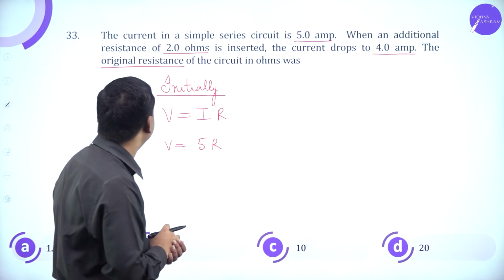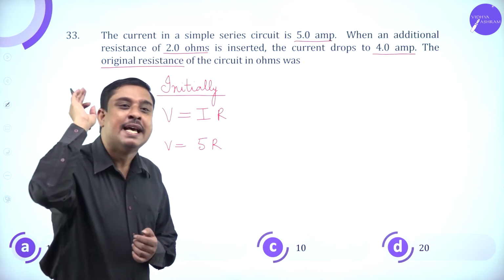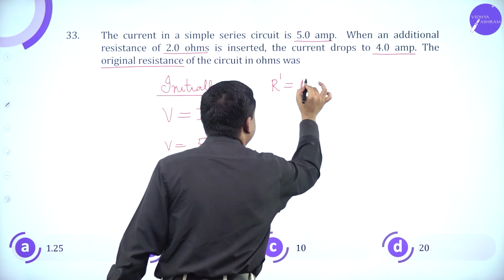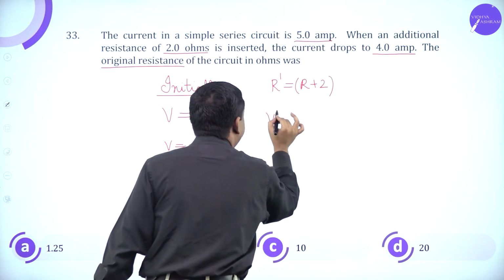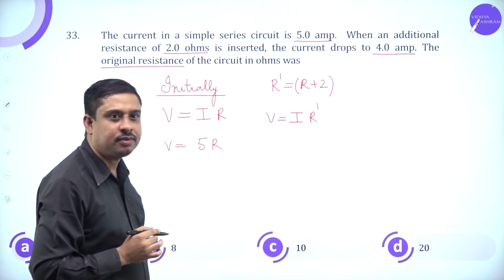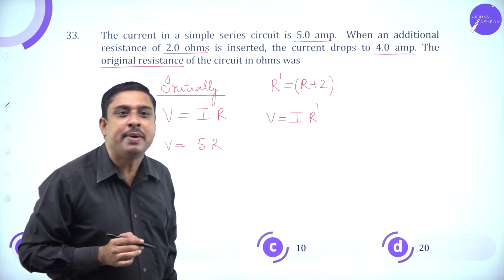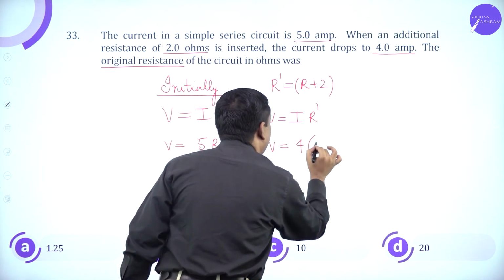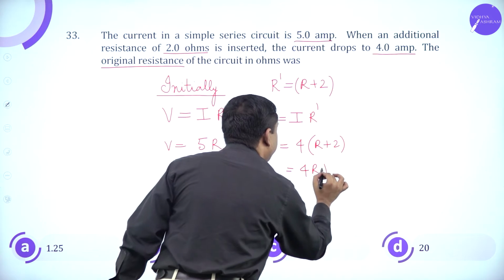Now what happens? An additional resistance of 2 ohms is inserted. So R dash is now R plus 2, so that V becomes I into R dash. When that additional resistance is inserted, the current becomes 4 amperes. So V is 4 into R plus 2. This is 4R plus 8.